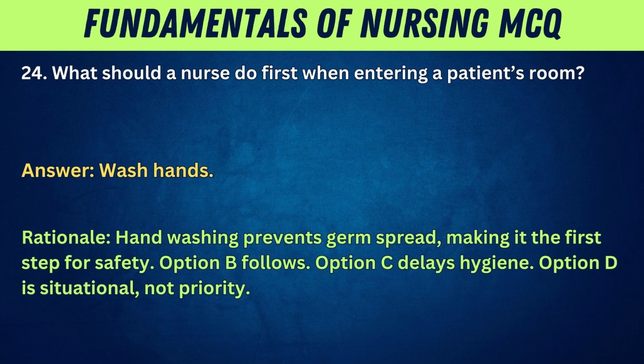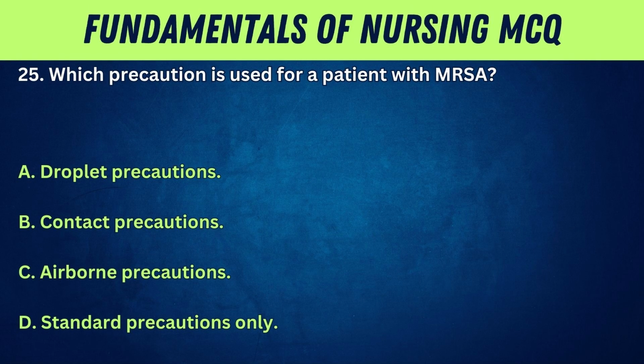Option B follows. Option C delays hygiene. Option D is situational, not priority. 25. Which precaution is used for a patient with MRSA? A.